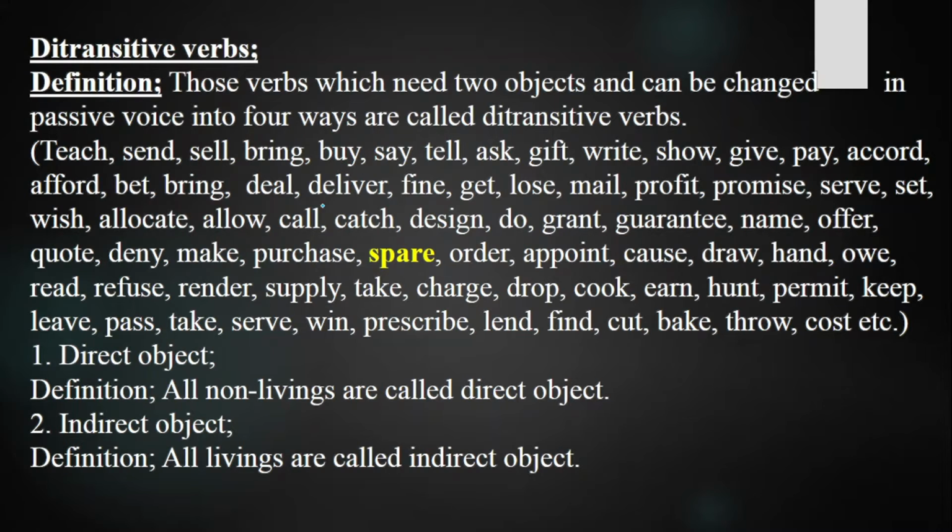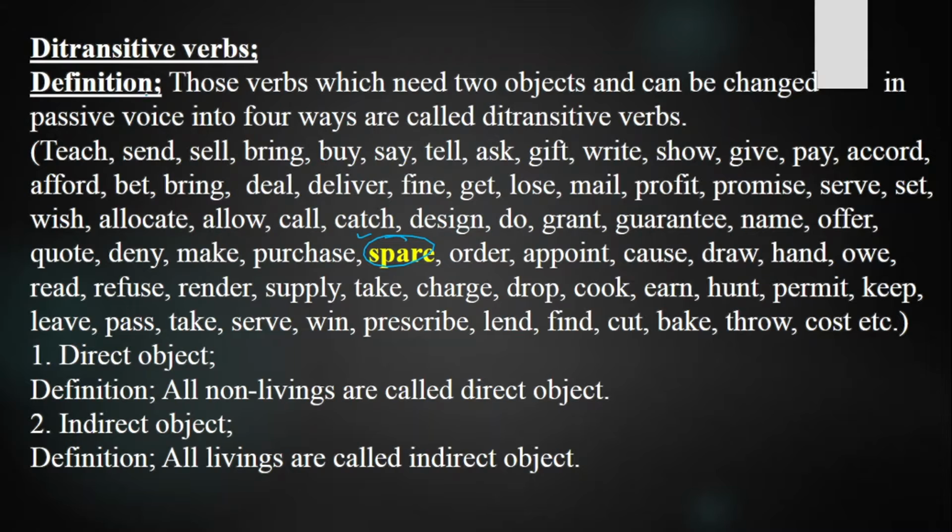Today we will be discussing the ditransitive verb spare, and how we change it from active voice into passive voice. Before changing this verb, we will discuss a little bit the meaning of spare. Spare means when you give something to someone and then you don't ask for it the next time. You say that it is yours forever. So for that we will be using the word spare. For example, I gave you 500 rupees and then I don't ask you to give it back. That can be a sort of help to someone.